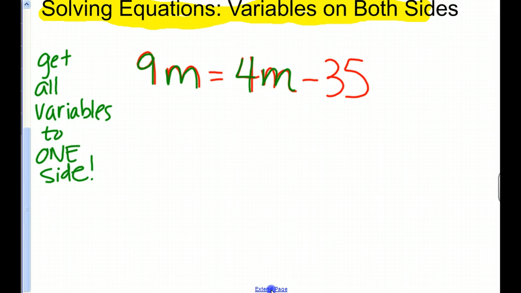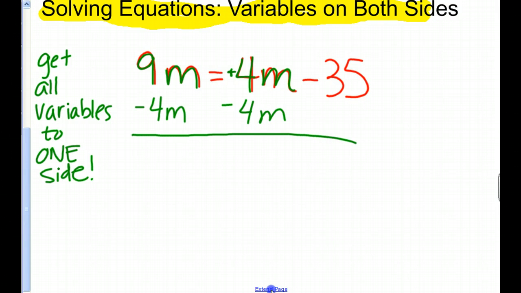So how would I do this? Well, this is a positive 4m, so I'm going to minus 4m from both sides. Well, if I do it to this side, I have to do it to this side, because we have to keep our equation balanced. 9m minus 4m is 5m, equals, this cancels, we get negative 35.